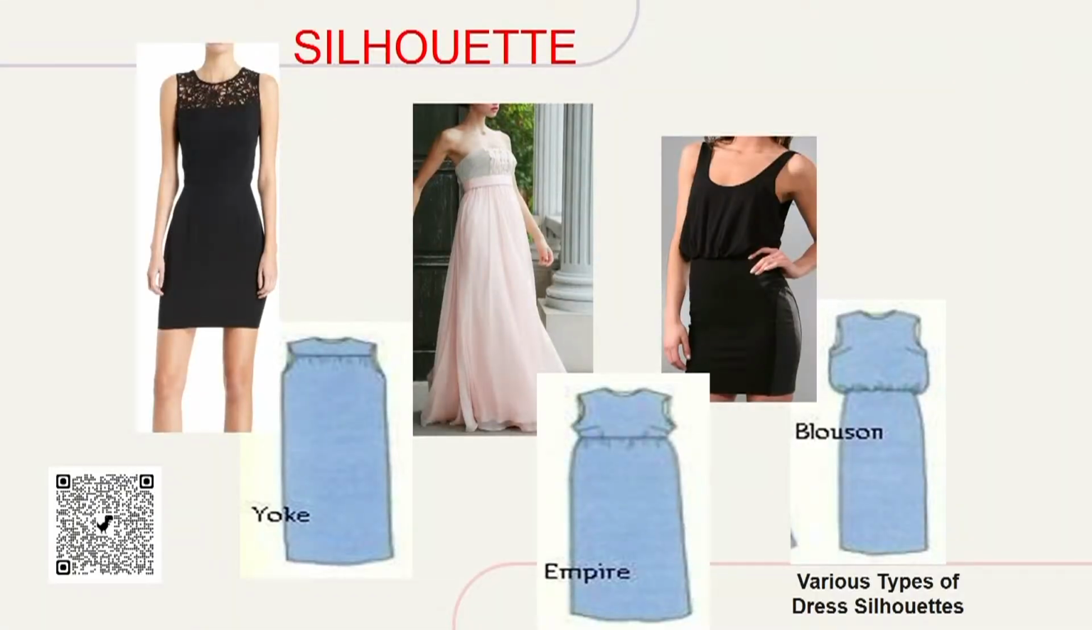Some more silhouettes which are also widely available in the market are the yoke silhouette, the empire silhouette, and the blouson silhouette. If you notice the first image, you will see that the lace pattern in the black dress is representing a yoke, and the bottom is plain black fabric. So these are two different pieces of fabric which are stitched together to create a yoke. Then the empire silhouette is shown in the white dress, and the blouson silhouette, which is a little fuller on the waistline, is shown in the black dress on the right side.